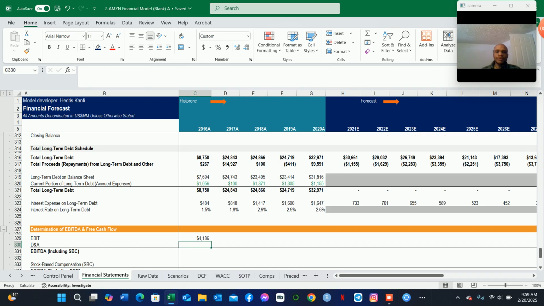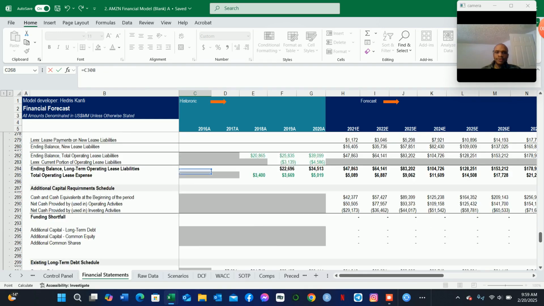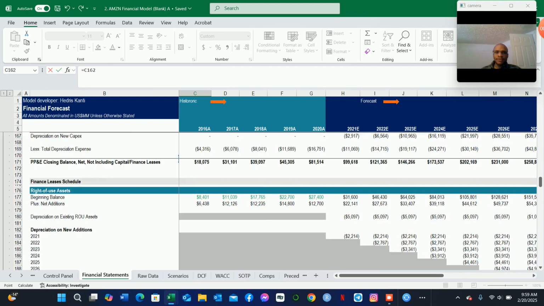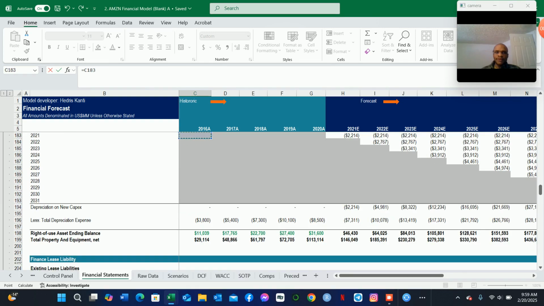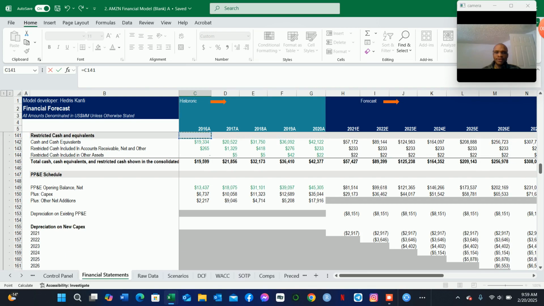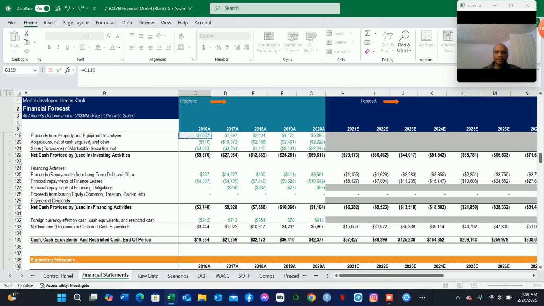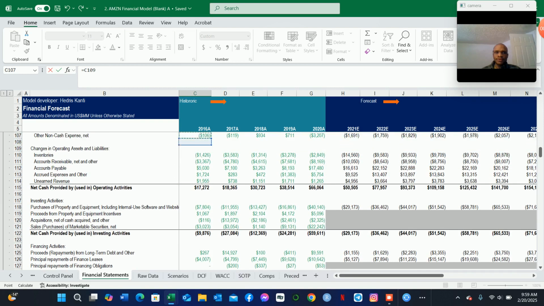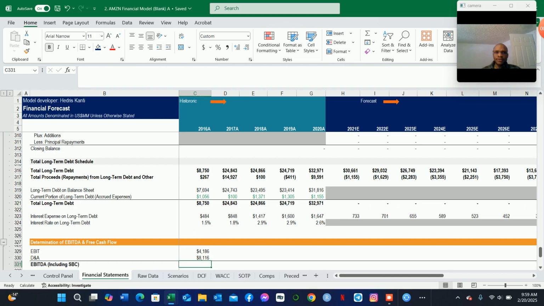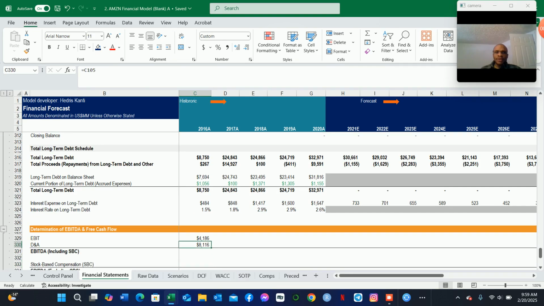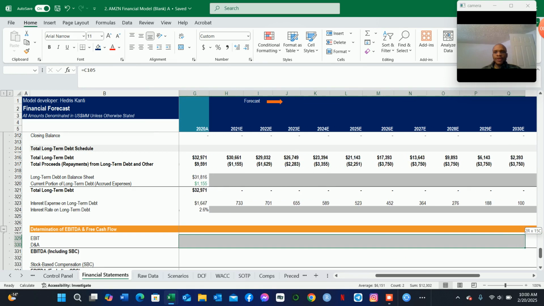And we can also grab the depreciation. We can grab that from the cash flow statement. So we have that here. We can fill all of these to the end of the projected period.